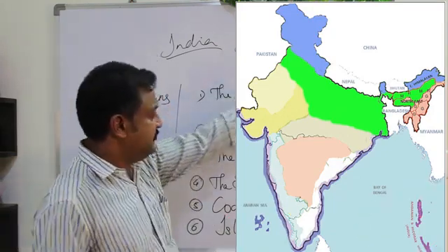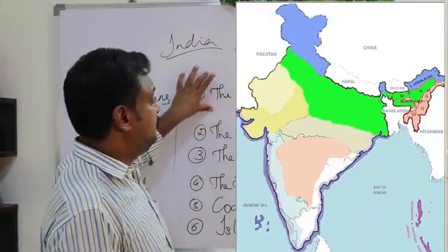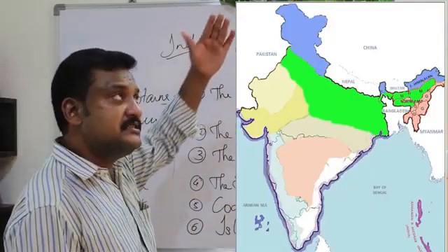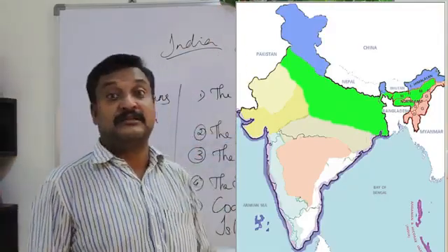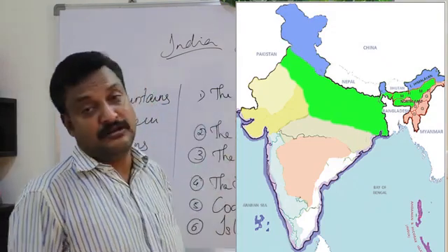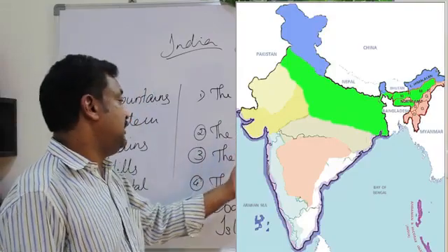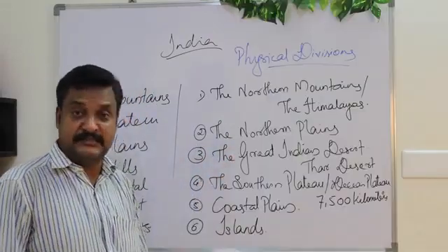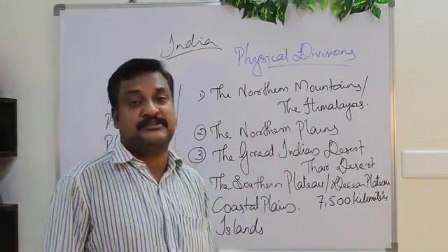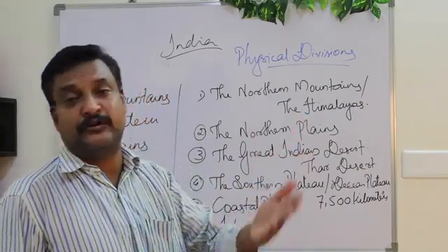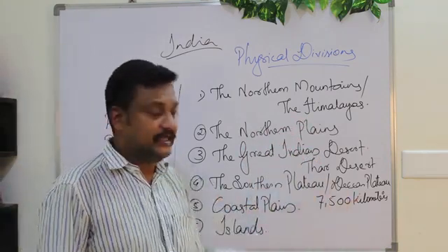So these are the major physical divisions that we have in India. In the north we have the northern mountains or the Himalayas. Just below that we have the northern plains, which are basically formed by the rivers that come from the northern mountains. Then on the western side of the northern plains we have the Great Indian Desert or the Thar Desert. Then the southern region is a plateau region, a raised landform, known as the Southern Plateau or the Deccan Plateau.